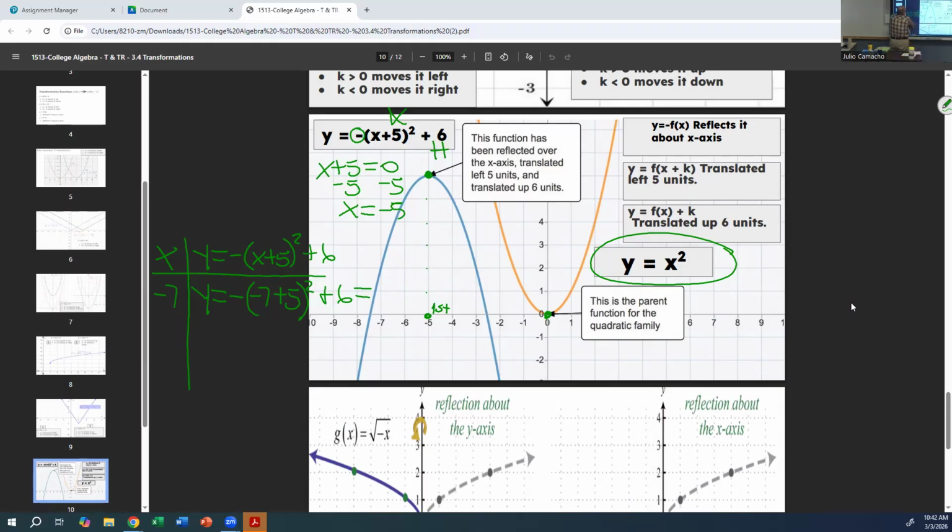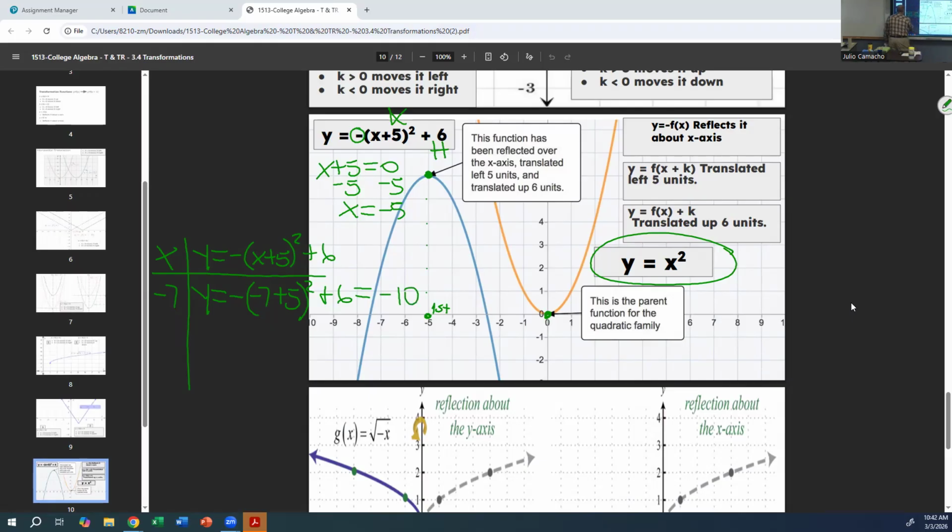Something is not making sense here. Hold on, let me check. You pick -7. -7 plus 5 is -2. -2 squared is +4. +4 plus 6 is 10. It will be -10. Sorry, it goes down. See, it will be around here, out of the graph. So I cannot pick -7. Give me another number, because that will be -10.